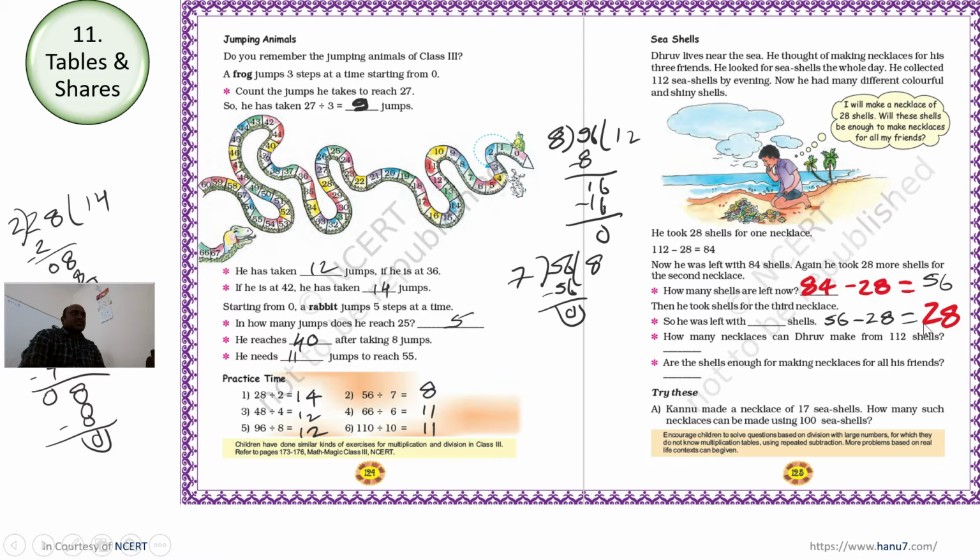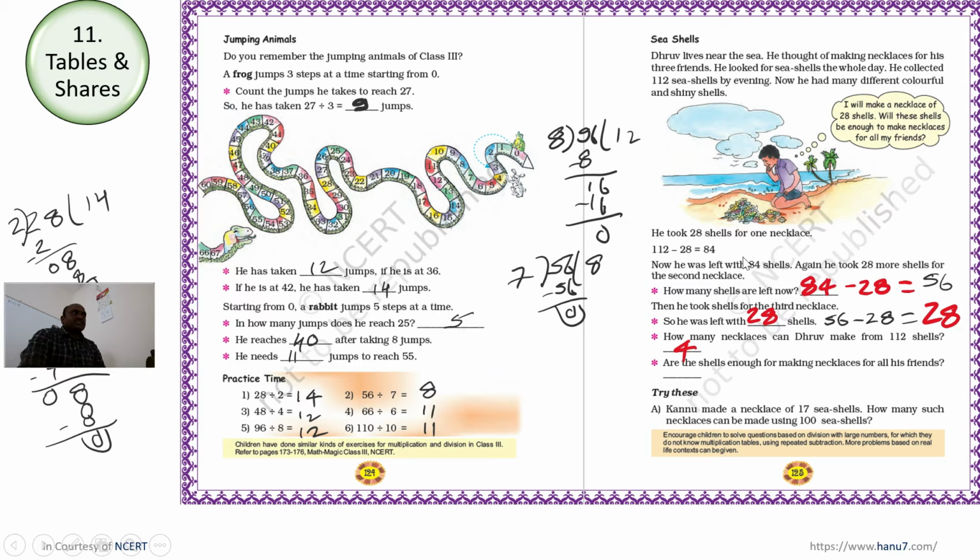So totally how many 28s are there? How many shells are available for him? Accordingly you have to check how many necklaces he will be making from that. So this is the first necklace, second necklace, third and fourth. The one which is left, with that also you can make a necklace. So how many necklaces can Dhruv make from 112 shells? It is 4. It is simple.